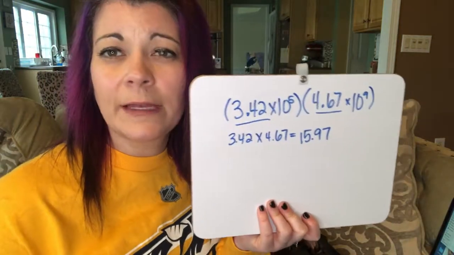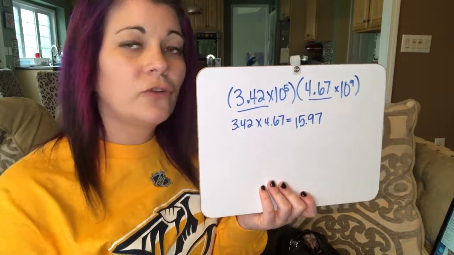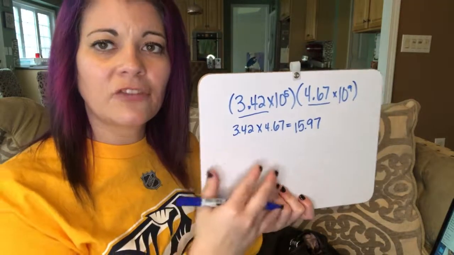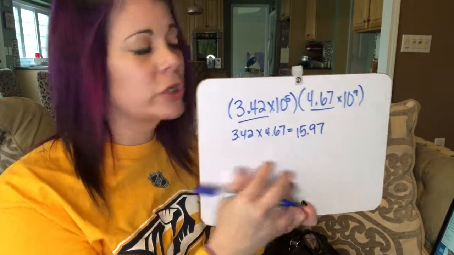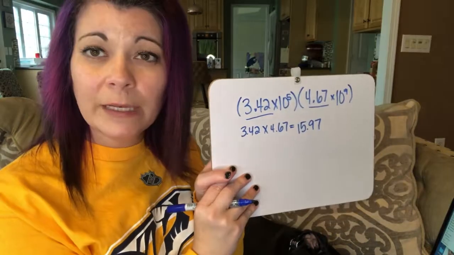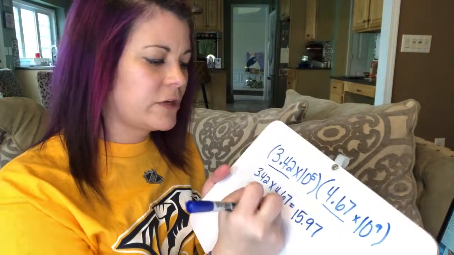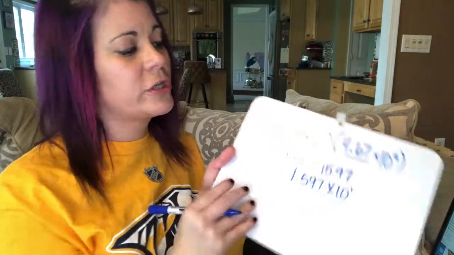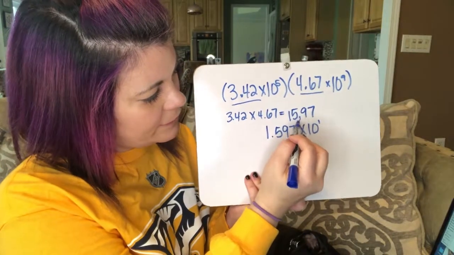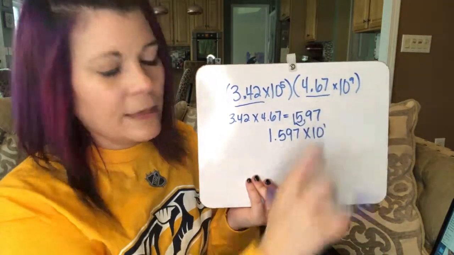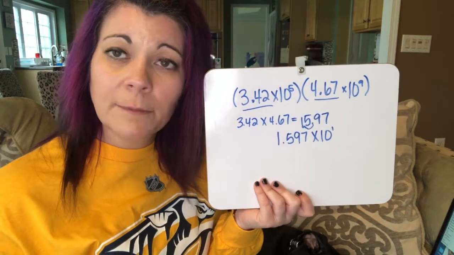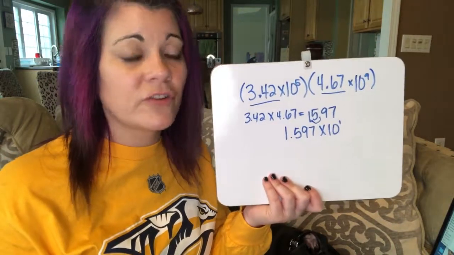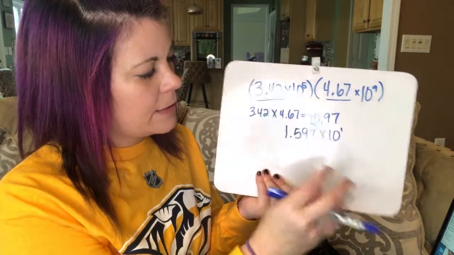Now, some of your teachers might say to continue to do this and then put in scientific notation at the very end, but I actually like to put this in scientific notation first. It's a little easier for me. So 15.97, if I put that number in scientific notation, it'd be 1.597 times 10 to the first, because I have to move this decimal one time. And since that number was greater than 1, it's a positive exponent. And again, if you need help putting in scientific notation, go and watch the scientific notation video.